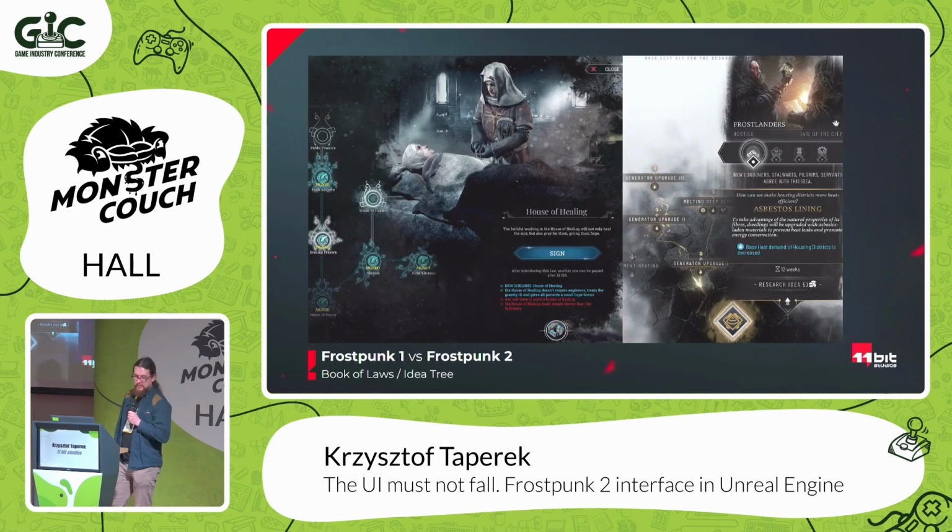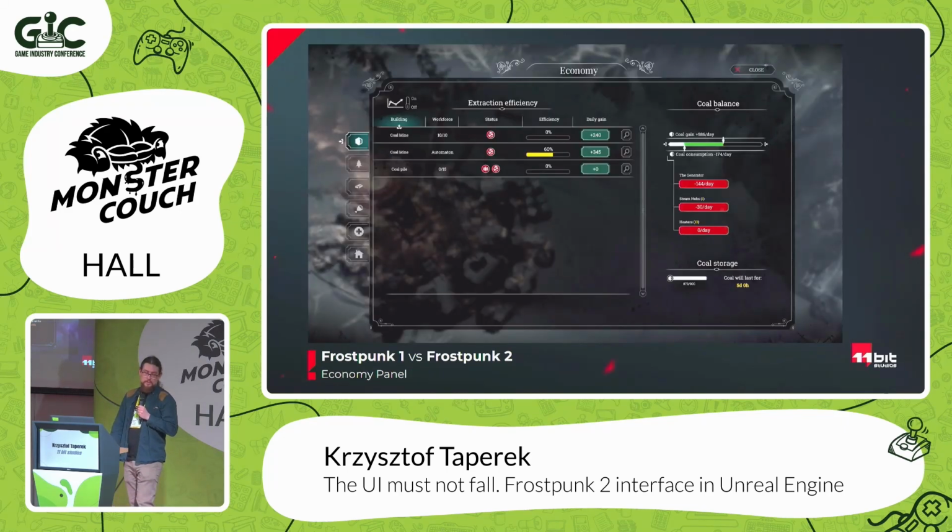Or our Book of Laws or idea tree. In Frostpunk 1 we had the Book of Laws that was a tree-like structured widget, and in Frostpunk 2 of course we have something very similar, which is now called idea tree. But the rules are quite the same. Or economy panel, which we don't have in Frostpunk 2. So even less scope, but we still have time for that because in Frostpunk 1 it was implemented after almost a year, so we still have time.